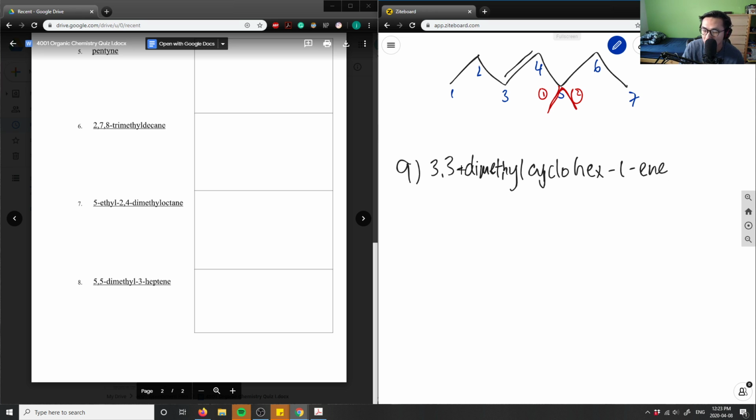So again, take a minute to think about this problem here. How would we draw this organic compound? And again, we have a cyclo group now, so it's different.